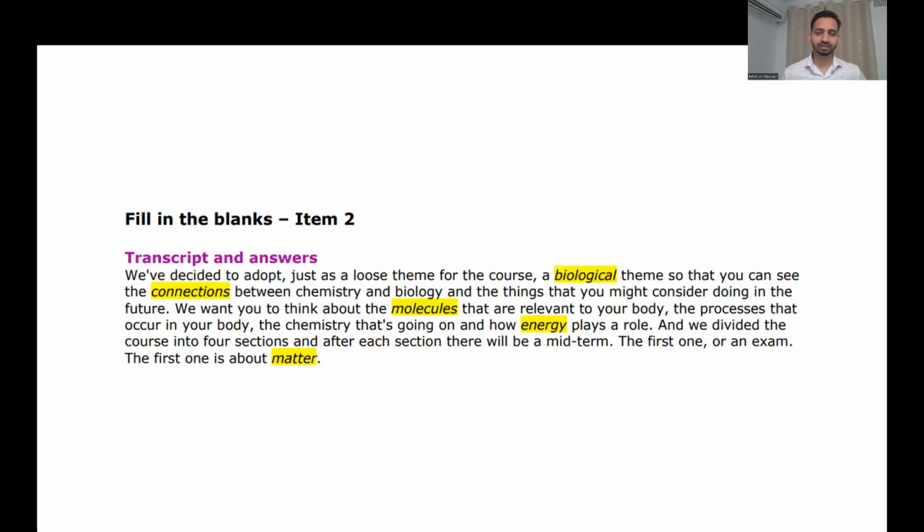So biological, that's the first one. Second one, connections, 3 molecules, 4 energy, and 5 matter. Okay, so we've got 5 blanks. Sometimes you get 5, sometimes you get 7, sometimes you get 4, depending on the combination that you get. And I hope you got all the answers correct.